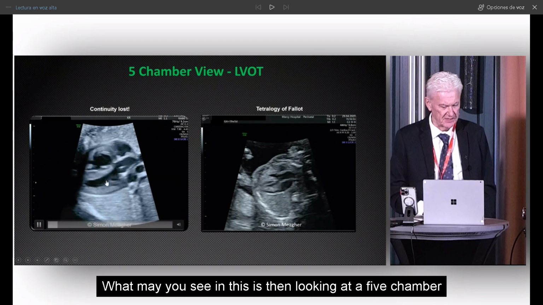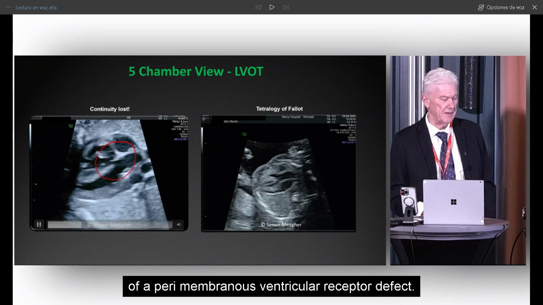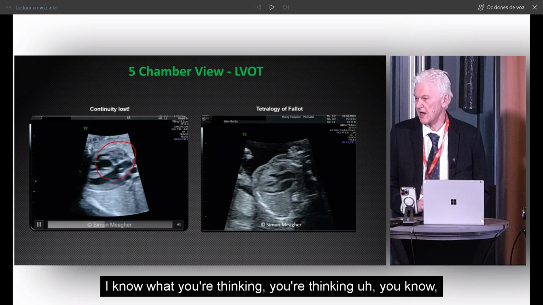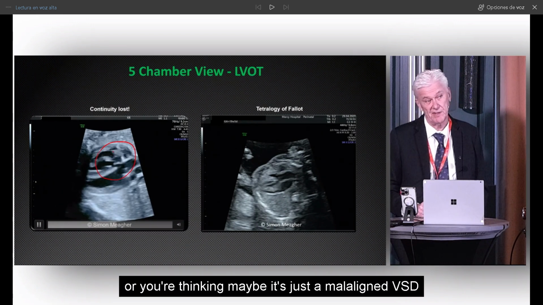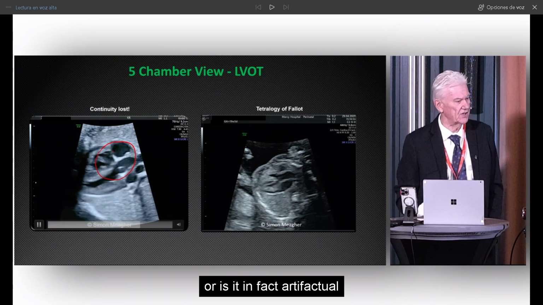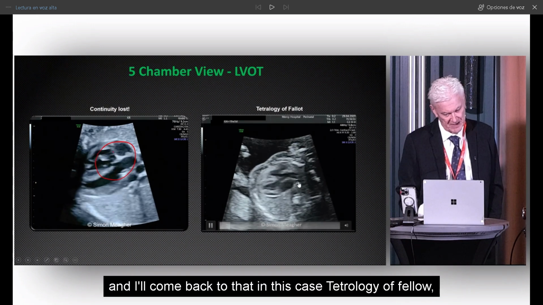What you may see in looking at a 5-chamber view is signs of a perimembranous ventricular septal defect. I know what you're thinking. You're thinking, I think this is a Fallot's, or maybe it's just a malaligned VSD. Or is it in fact artifactual? Or are you looking at an oblique section through the heart? And I'll come back to that.